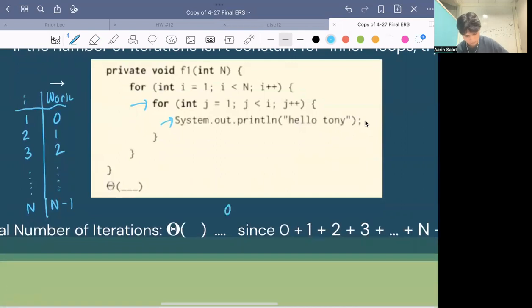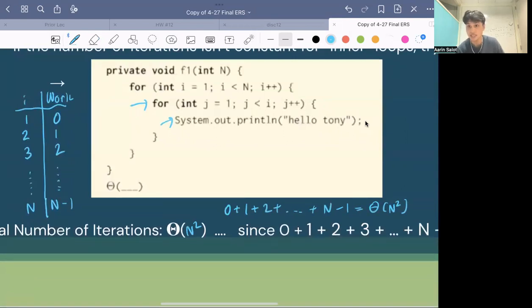So we're just going to take all these things, write them out. And this is really similar to our arithmetic sequence. So we're just going to use that to get our final runtime.